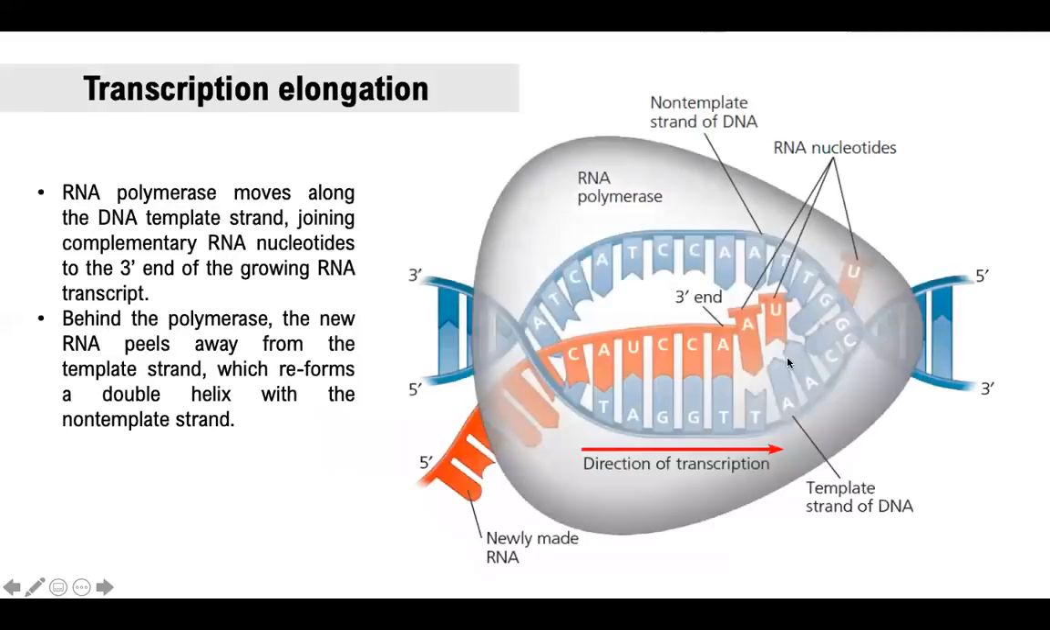For transcription elongation, RNA polymerase moves along the DNA template strand, joining complementary RNA nucleotides to the 3' end of the growing RNA transcript. The 3' end is quite familiar to you because it's similar to DNA replication, or DNA synthesis, wherein nucleotides are joined at the 3' end. And the synthesis runs from 5' to 3' in direction. So that's one similarity with DNA replication. That is also true for RNA synthesis. The addition of nucleotides occurs at the 3' end.